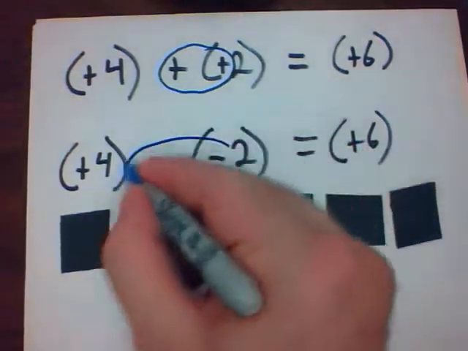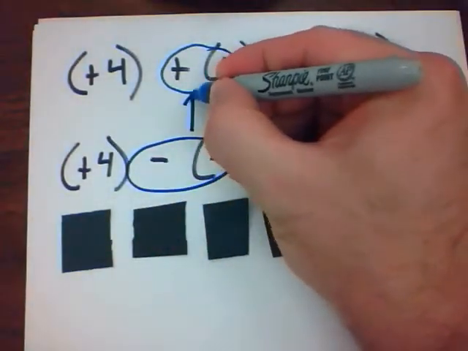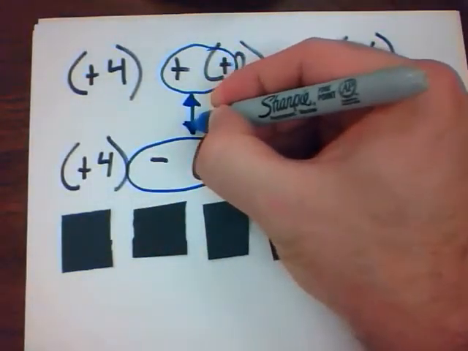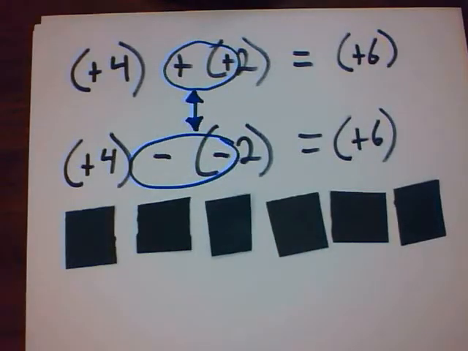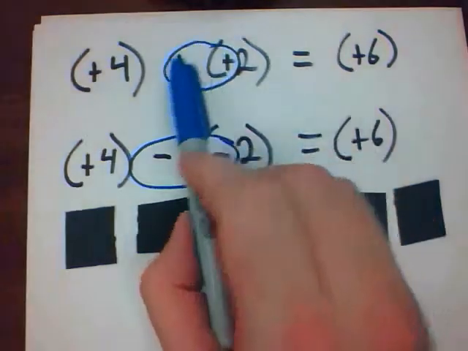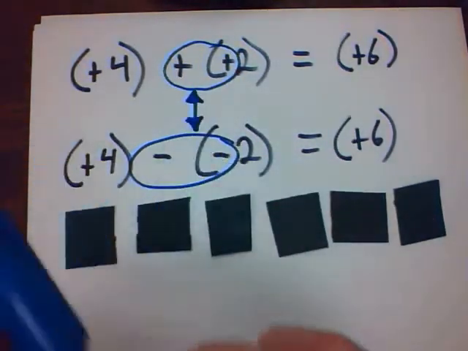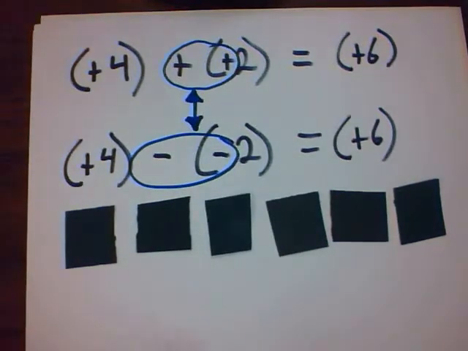Again, the connection here. When you're adding and subtracting positive and negative numbers, if you take the two signs that are beside each other and reverse them both, you can still get the same answer.